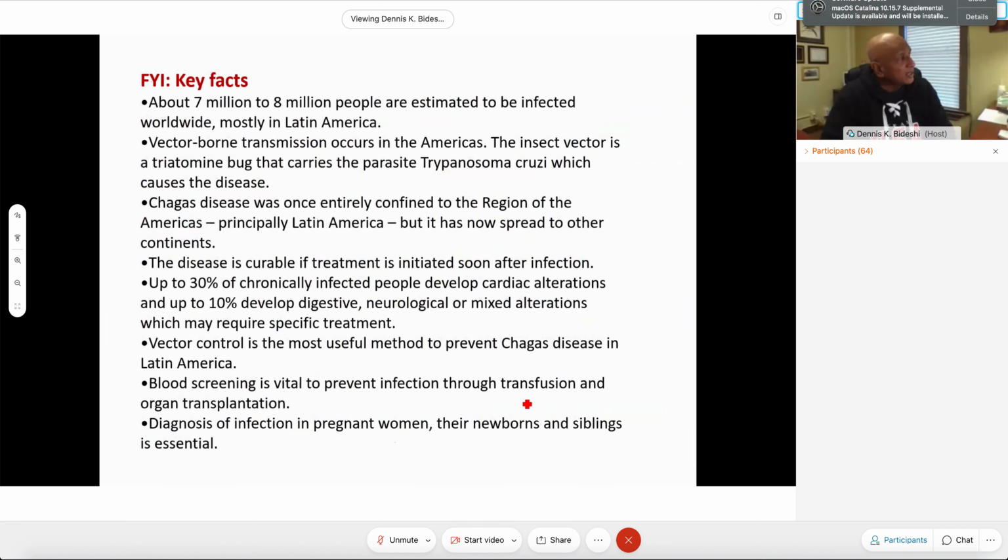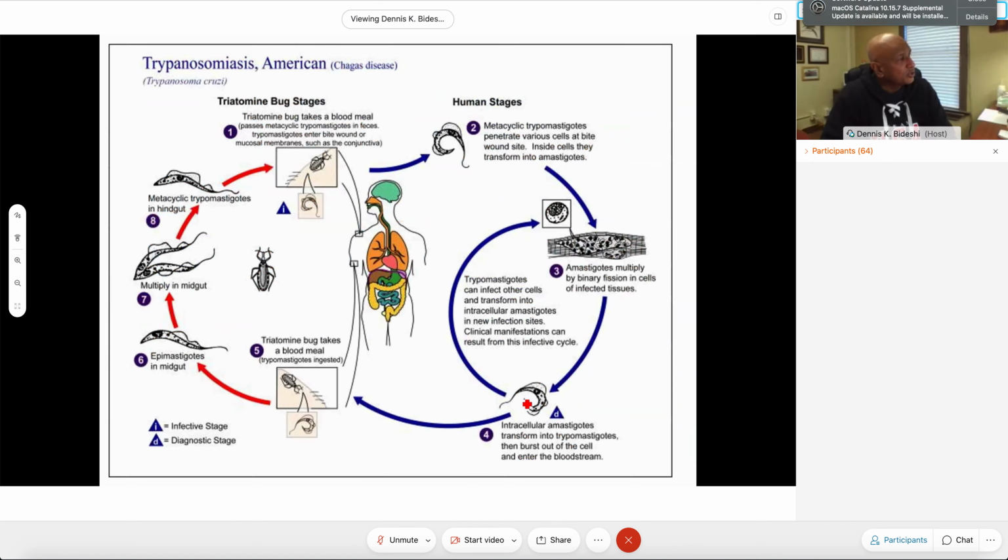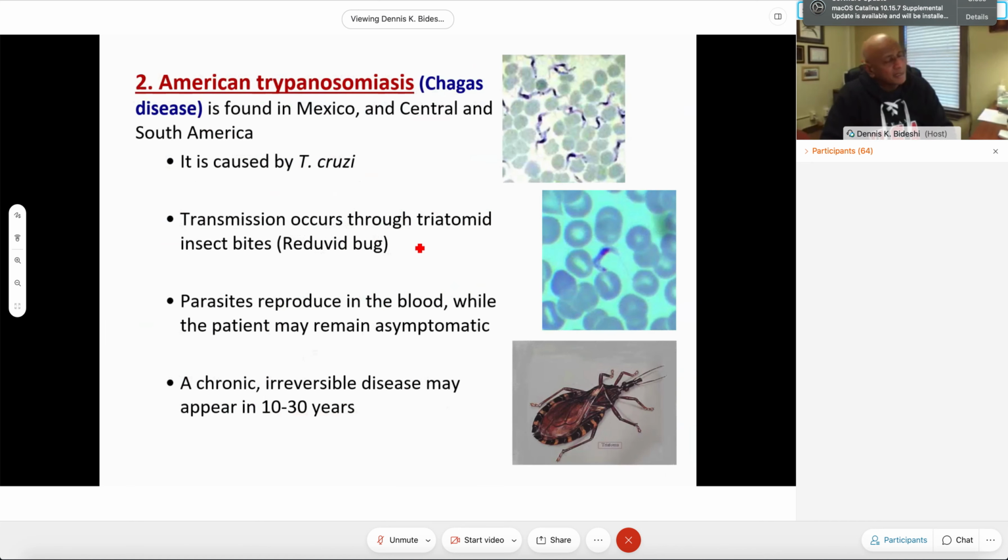Okay, so the last disease on the list, two more. It's a different type of trypanosoma disease. So we just talked about African sleeping sickness caused by Trypanosoma brucei. The one that we find in Western Africa is called Gambiense. The one that we find in Eastern Africa is called Rhodesiense.